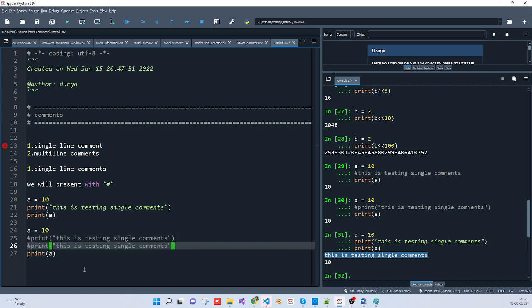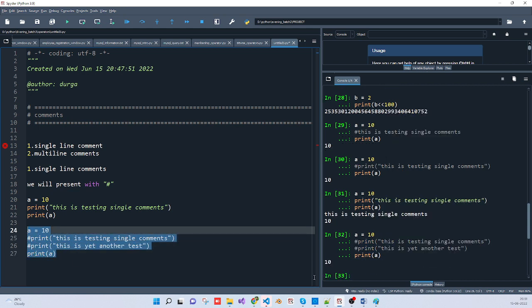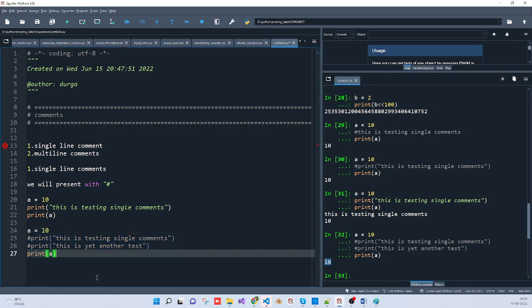I'm writing one more line: this is yet another test. Now observe the output. You got the output as 10 only. Like this, however many lines you want to comment, that many lines you can comment.